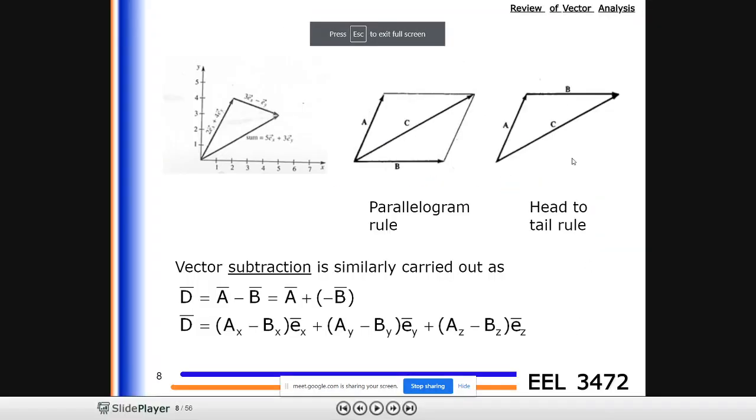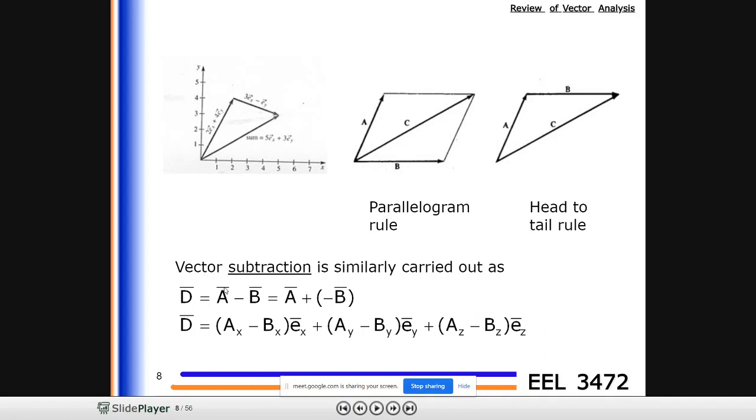So this is the head to tail rule that is given here. A vector and B vector, and C vector is the resultant vector. Now the other one is the parallelogram rule. Keep both vectors, replicate the same vectors like a parallelogram on the other sides, and join the diagonal from the origin. So you get this C vector. This is another rule, the parallelogram rule, and this is the head to tail rule. Clear? We'll move on to the next one now.